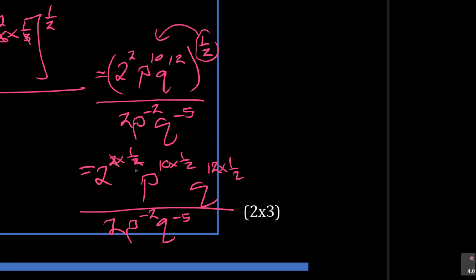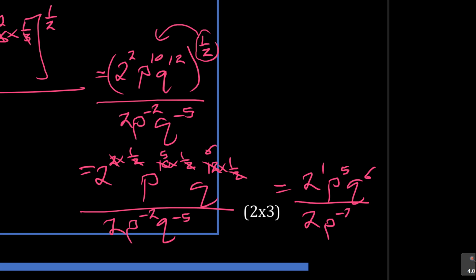Now you are multiplying that, it will give you 2 to the power of 1. 2 into 10 gives us 5. It's p to the power of 5. Q there, it gives us 6. It's q to the power of 6. Now look at this, over 2p to the power of negative 2, q to the power of negative 5.